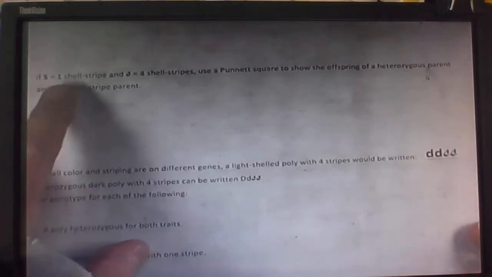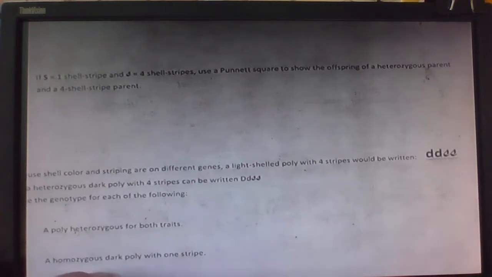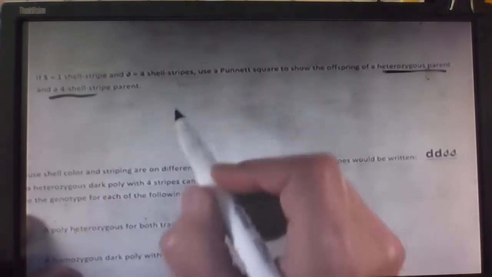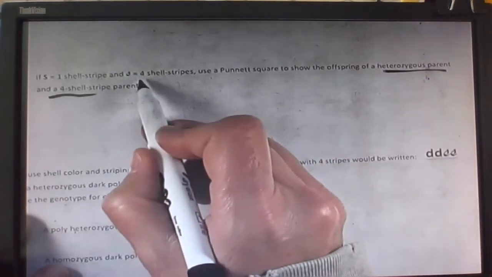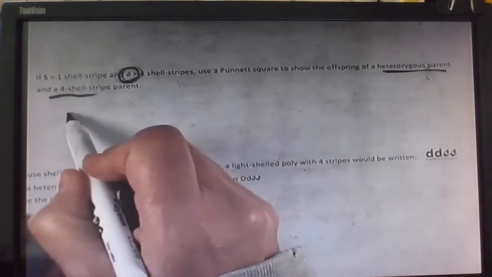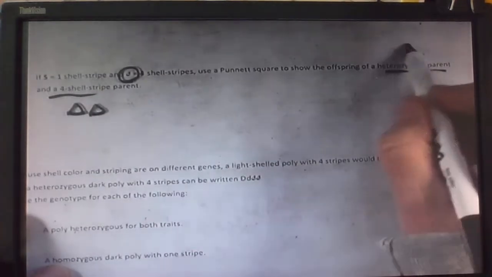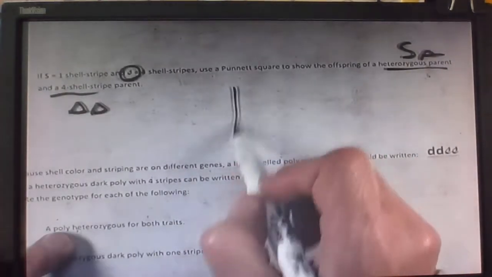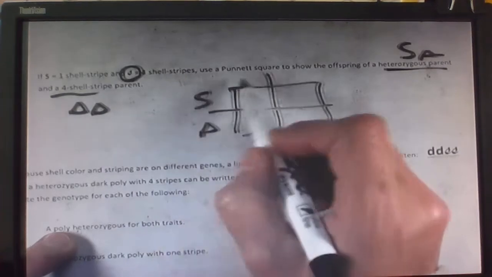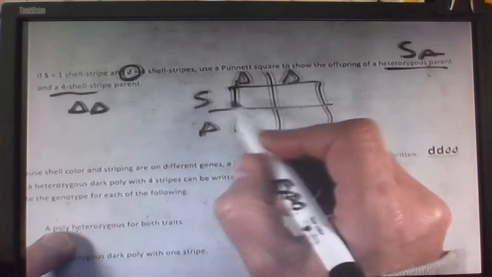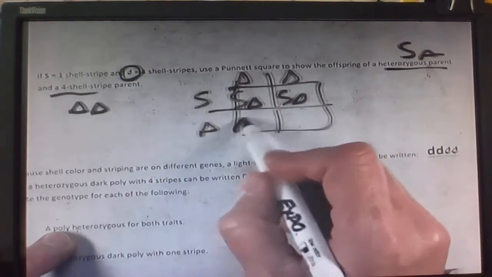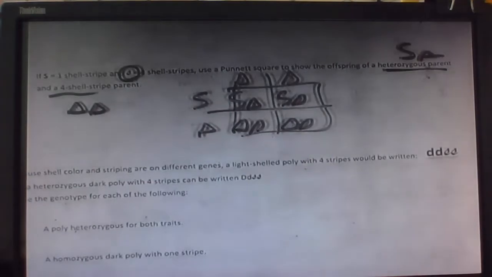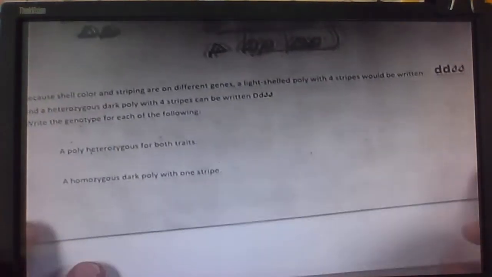Okay, capital S equals 1 shell stripe, lowercase s equals 4 shell stripes. Punnett square to show the offspring of a heterozygous parent and a 4 shell stripe parent. So 4 shell stripes is lowercase, so that means I have to have lowercase. Heterozygous means I've got 1 of each. Remember, you need to make sure that we can tell your capital from lowercase apart. So I've got heterozygous, I've got homozygous 4 shell, capital lowercase, and this one all they're asking you to do is to show it. Okay, so that's a lot more practice over homozygous, heterozygous, and make sure that you understand those things.